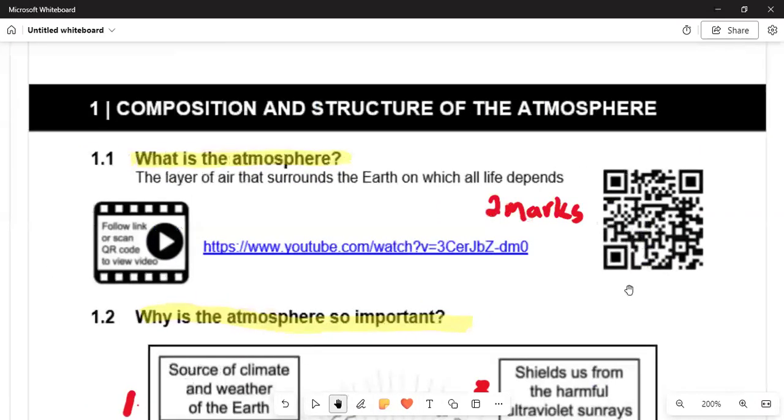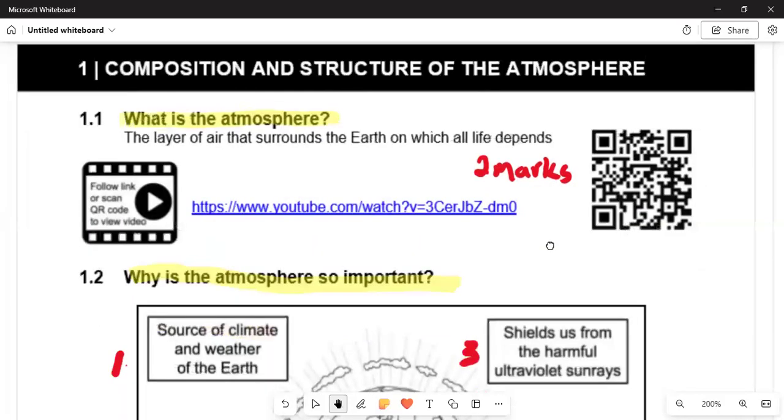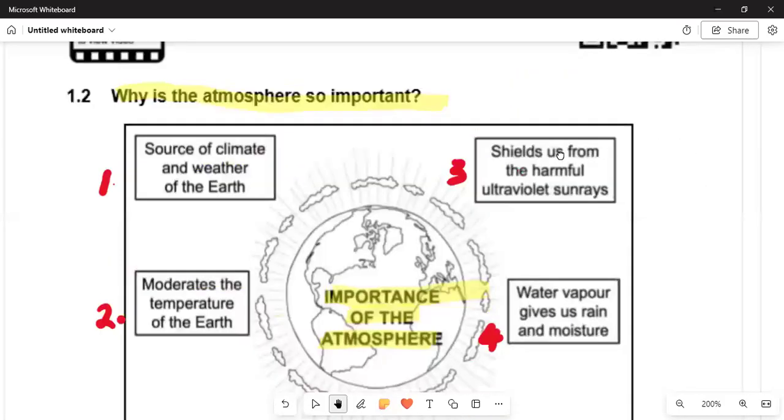And then here we are talking about the composition and the structures of the atmosphere. Remember that the word atmosphere is made out of a layer of air. As I've said, we've got oxygen, we've got carbon dioxide, and the atmosphere.